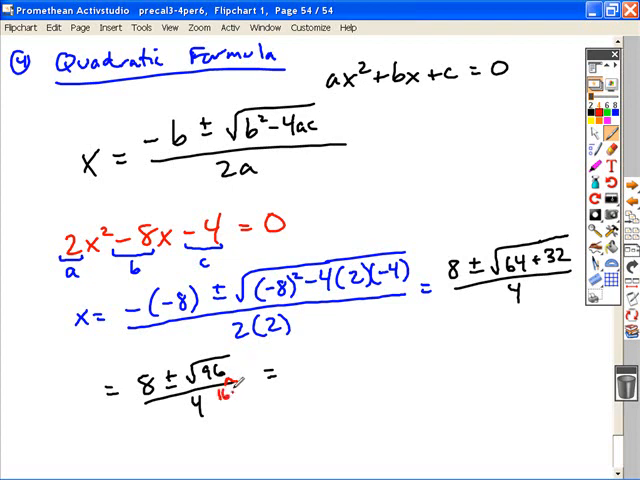Again, it's not necessarily the most common, but you can work your way down using 4s if you want, but 16 times 6 are the factors of 96. So the square root of 16 comes out as a 4. This factor of 6 will stay inside your radical.